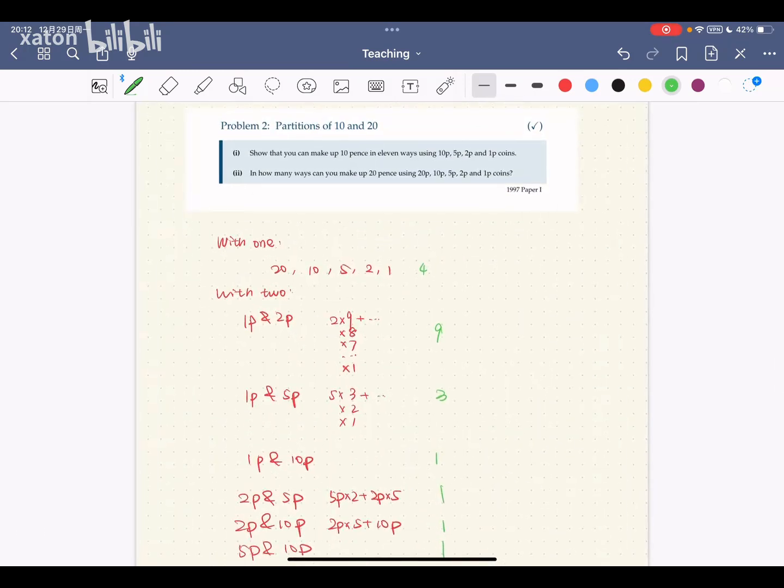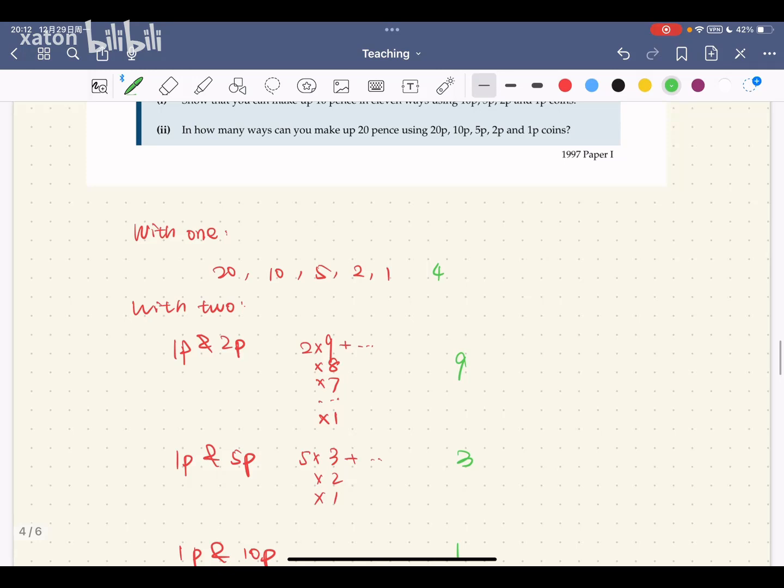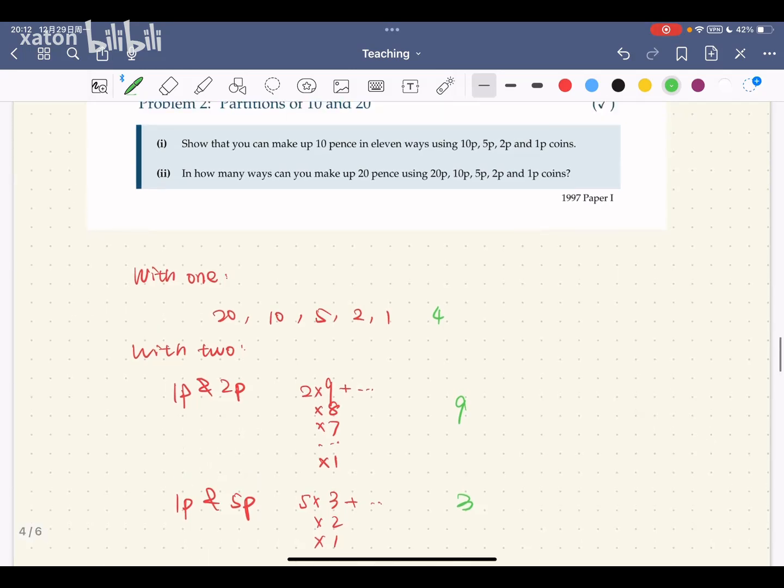And for question 2, actually we can use some of the conclusions we get from 1, because 10 and 20 is just 10 times 2. Sometimes it's just the same. So let's go. With only one kind of coin, it's the same. Everything is divisible. You can use these to divide them. So they are in total 5 ways.